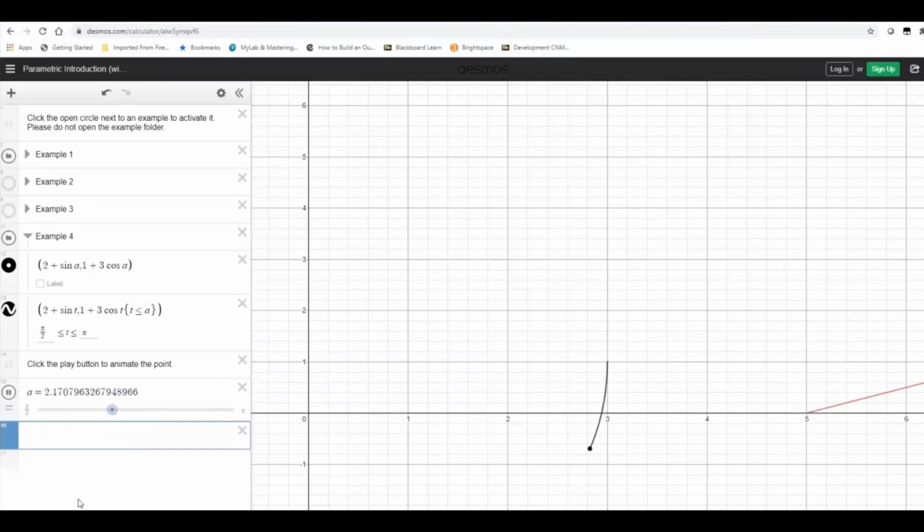So to answer the question, describe the motion of the particle. As t increases, it's going to sort of trace along that bottom right quadrant, I guess, of that ellipse.